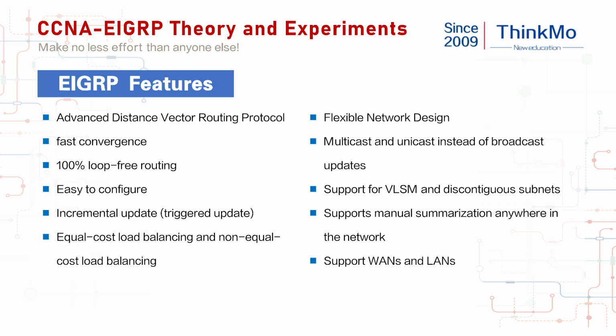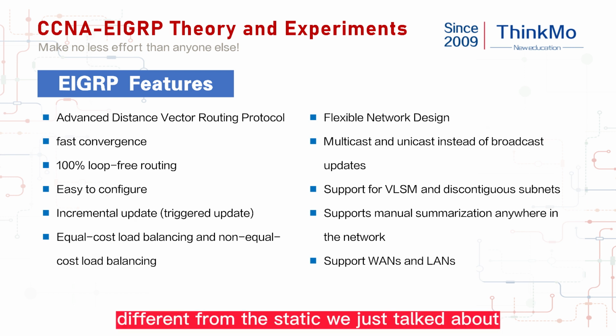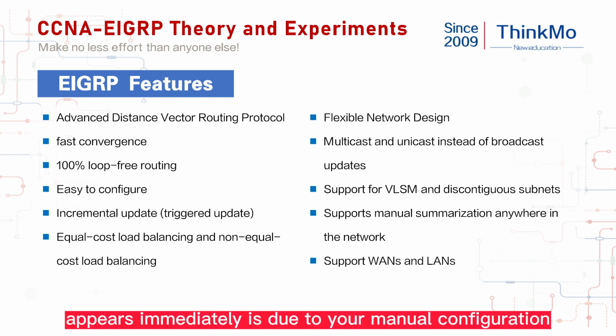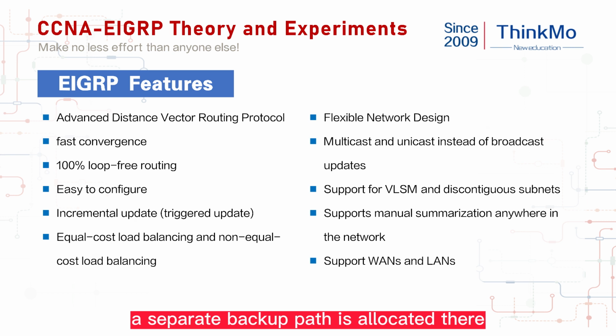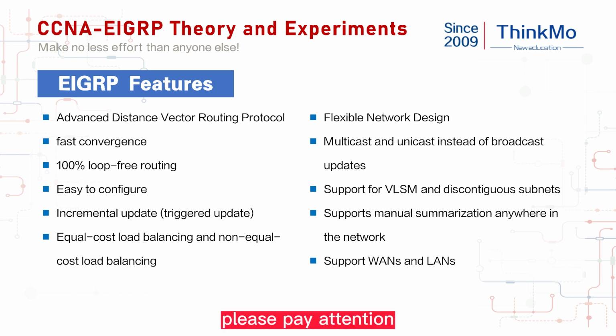How is this different from the static routing we just talked about? Some students may have doubts. Just now, when the static interface was broken, didn't the other one appear immediately? Do you all have such questions? Just now that also appeared immediately, but it is not the same as a dynamic routing protocol. The one that appears immediately is due to your manual configuration. A separate backup path is allocated there. This is a static configuration. Please pay attention, this is the configuration.